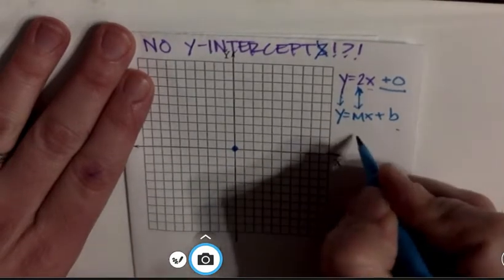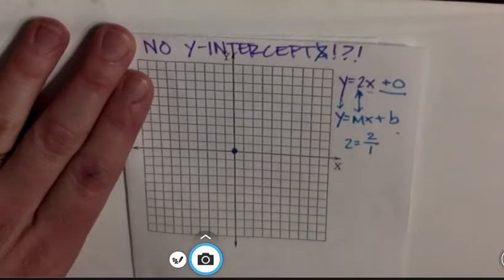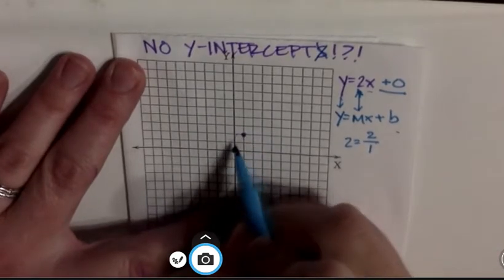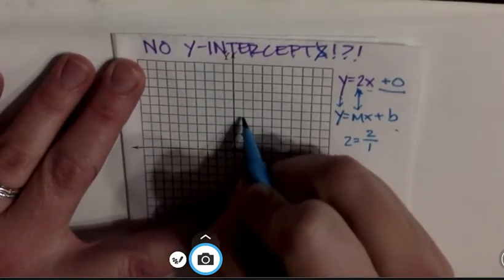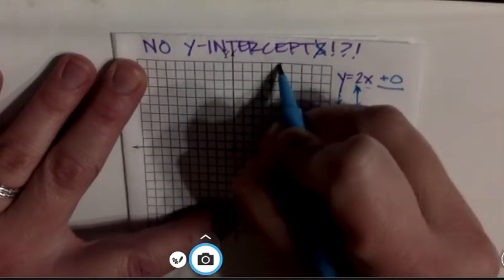rest of this line. Our slope of 2, we can rewrite as rise over run of 2 over 1. And now we can graph this. Up 2 over 1 to the right. Up 2 to the right 1. Up 2 to the right 1.